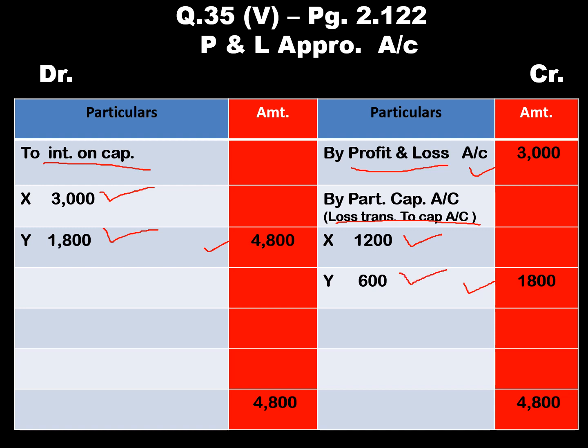Why did we provide full interest on capital in this case? Because it was specified in the question that interest on capital is to be treated as a charge. So your wording can be: even if the firm incurs a loss, then also we need to provide interest on capital. That means they have specified interest on capital as a charge.